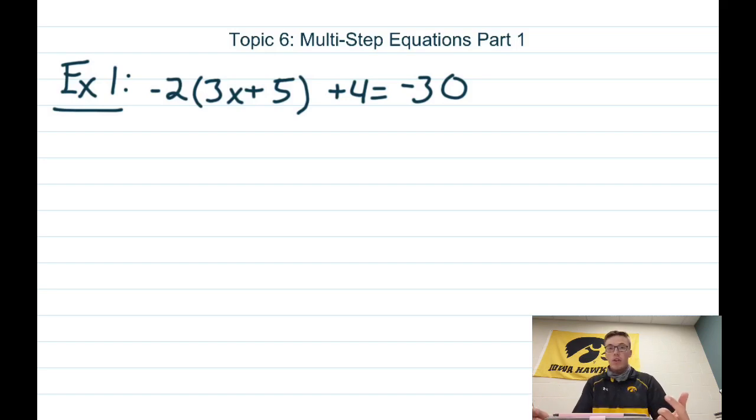So the objective of this video is going to be solving for the variable, and then we'll also have to still check our answer at the end. So looking at this first example, I have some distributive in here, and then I have a plus 4 outside of the parentheses, and then I have it equal to a negative 30.